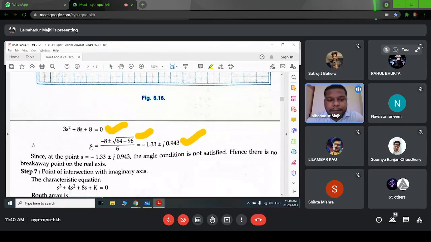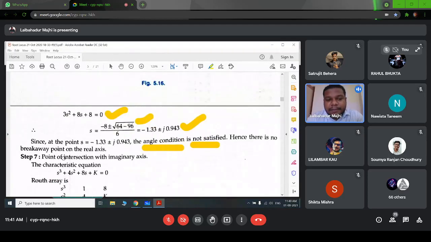We have to check whether these will be breakaway points or not. A breakaway point should lie on the root locus path. How can we check that? We can check this by the angle condition. By putting the value of s equal to this, we can check that the angle condition is not satisfied. So there will not be any breakaway point on the real axis.